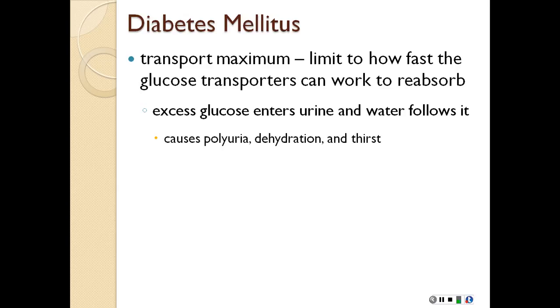The reason that there's polyuria is because as the kidneys are getting rid of glucose in the urine, water follows. Remember we said water follows salt, it will also follow glucose. That is what leads to polyuria, and because there's too much water leaving with the glucose, that causes dehydration and thirst.